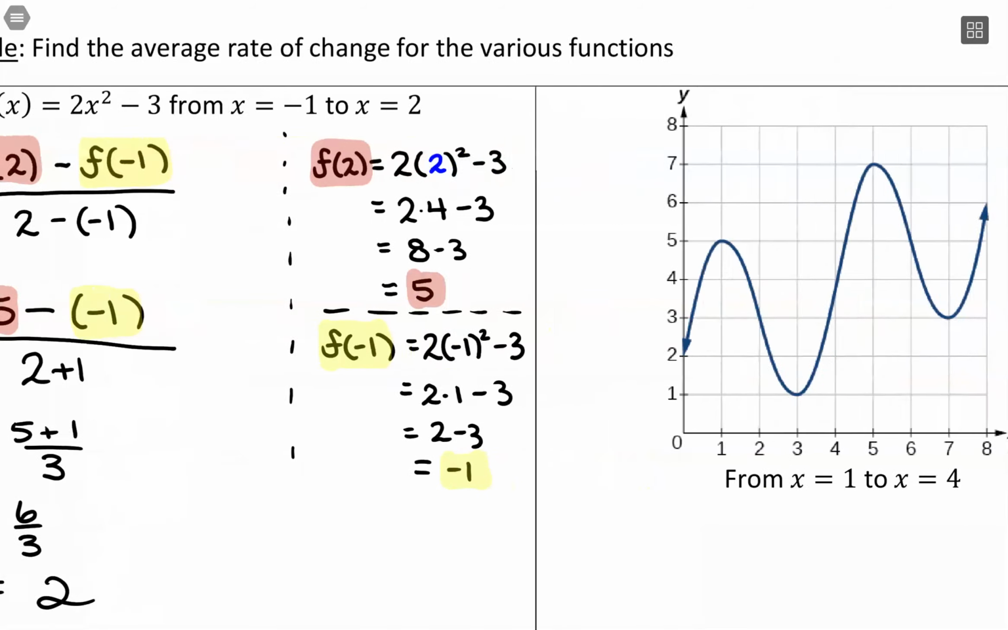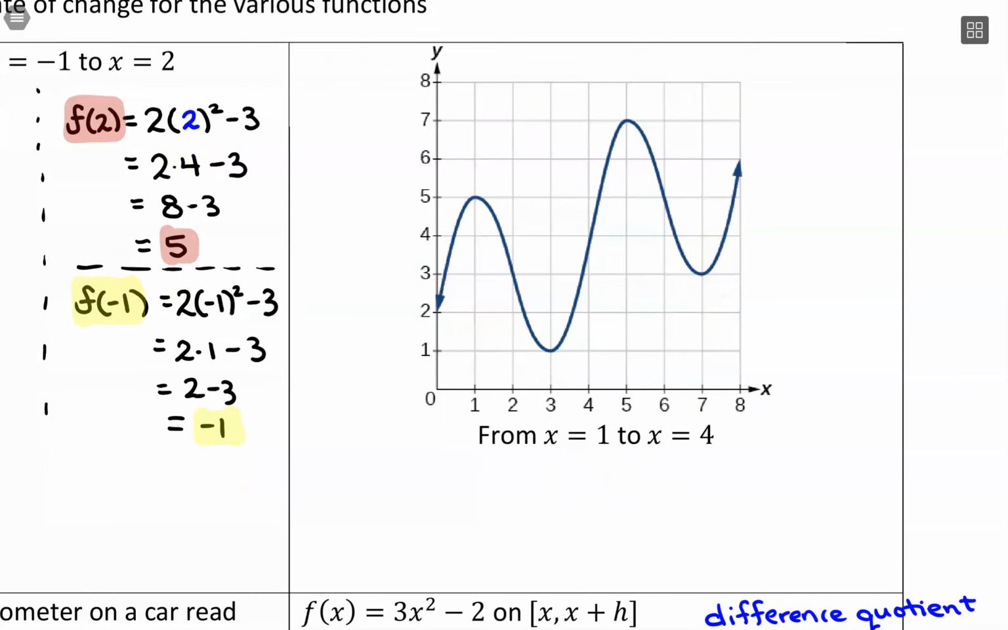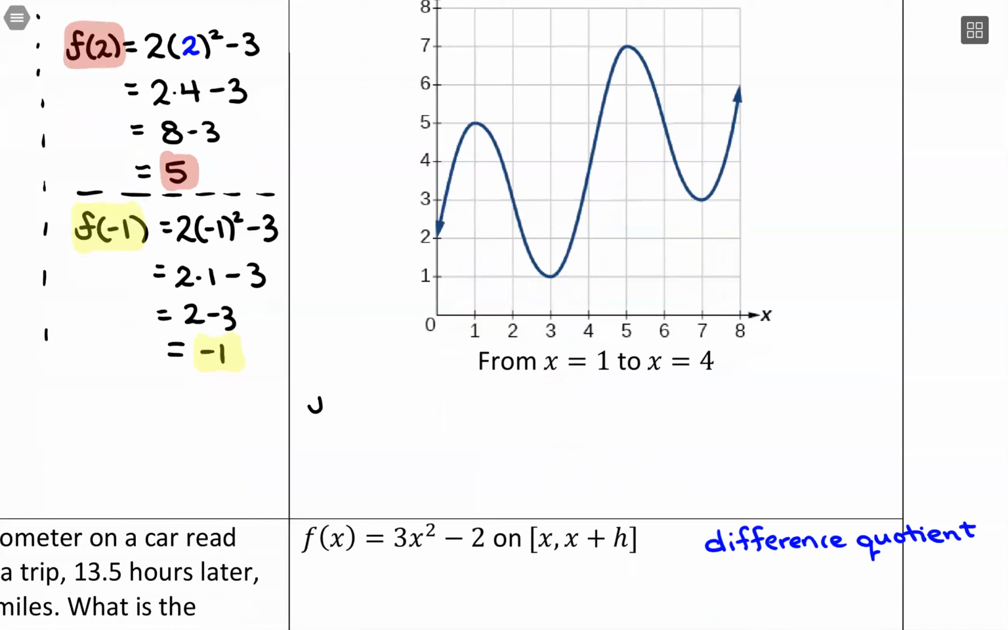So with that, let's get a visual. This is a different function here, but again, it's obviously not linear, and that's totally fine. What we're going to do is look from x equals 1 to x equals 4. So what we're doing here is we'll take f of 4 minus f of 1 over 4 minus 1.